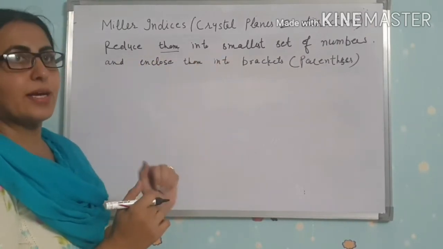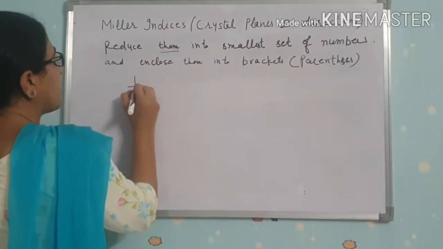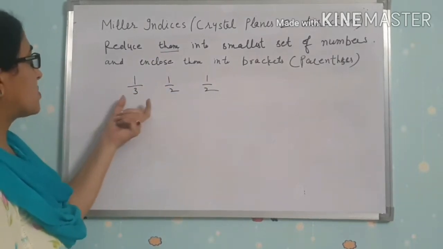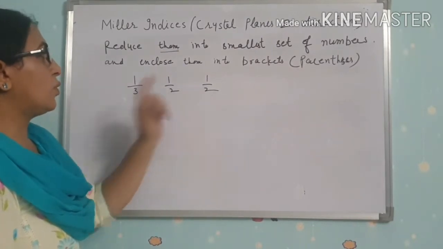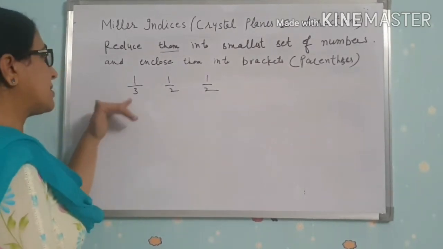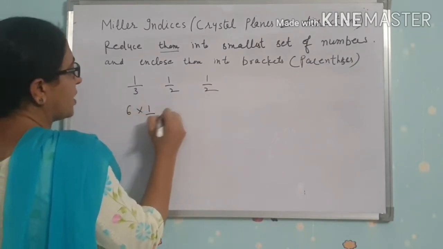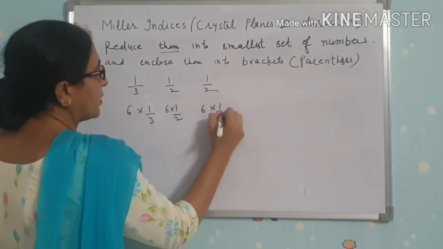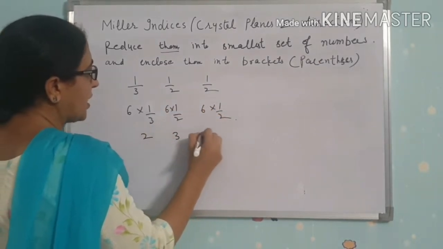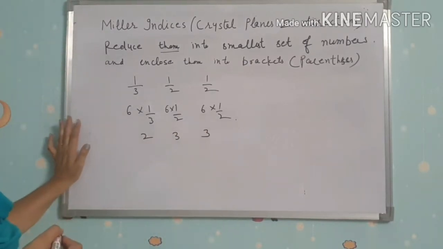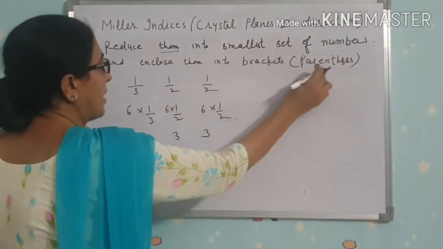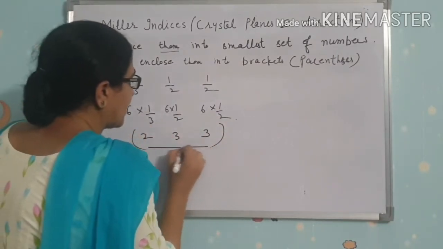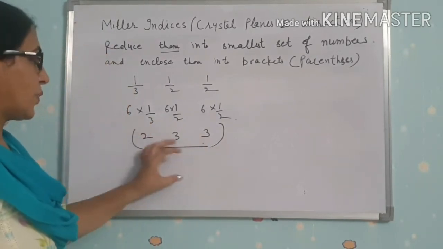So reduce them into the smallest set of numbers. The reciprocals are 1 by 3, 1 by 2, 1 by 2. Clear? Now take the LCM of 3, 2, 2. That is 6. So multiply these by 6. So 6 into 1 by 3, 6 into 1 by 2, 6 into 1 by 2. So what you get? 2, 3, 3. Now enclose them into brackets. So these are the Miller indices (2 3 3).